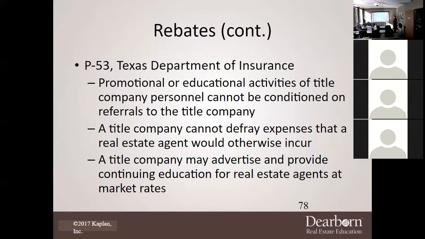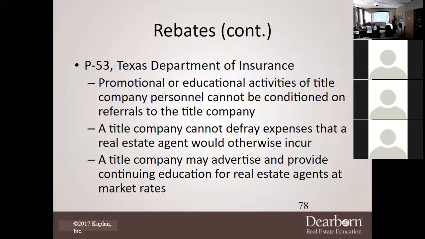It also, what's called P53 of the Texas Department of Insurance, promotional or educational activities of title company personnel cannot be conditioned on the referral of the title companies. A long time ago, they would say, Travis started a title company, and he'd say, hey, Miss Linda, if you send all of your agents to us and all of them refer business, we will take care of them in their education. We'll pay for their continuing ed, we'll take care of all that. You just refer them to us and all their clients come to us. Can't do that anymore, okay? They have to do it without conditions.